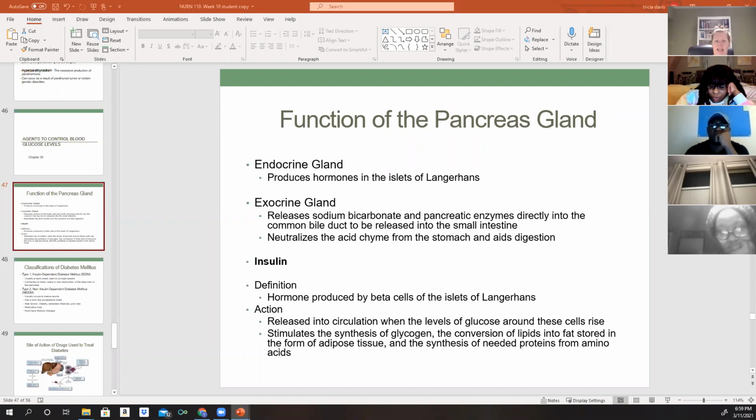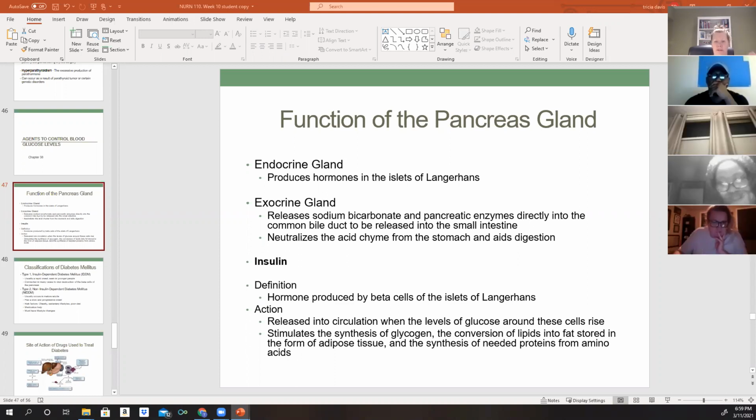So we have insulin. Insulin is a hormone that is produced by the beta cells that are located in the islets of Langerhans. What is their job? They are released into the circulation when the levels of glucose around these cells begin to rise. So when we eat food that has sugar in it, those cells secrete the insulin. It stimulates the synthesis of glycogen, the conversion of lipids into fat, which is stored in the form of adipose tissue, and then the synthesis of needed proteins from amino acids.